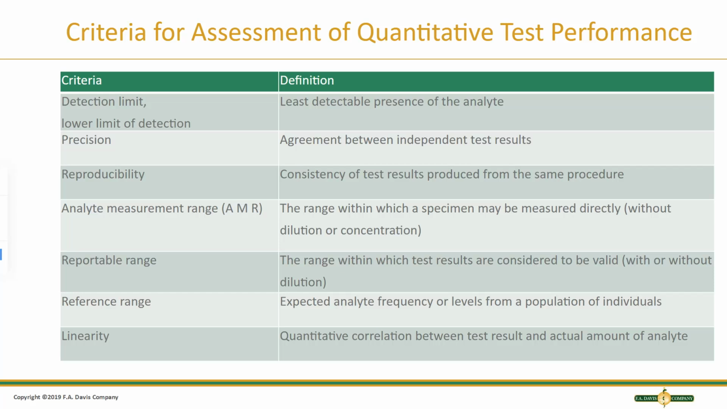Reproducibility is consistency of the test results produced from the same procedure. Analyte measurement range is the range at which a specimen may be measured directly without dilution or concentration. Reportable range is the range within which test results are considered to be valid, with or without dilution. Reference range is the expected analyte frequency or levels from a population of individuals. Linearity is the quantitative correlation between test results and actual amount of analyte, sometimes referred to as accuracy.